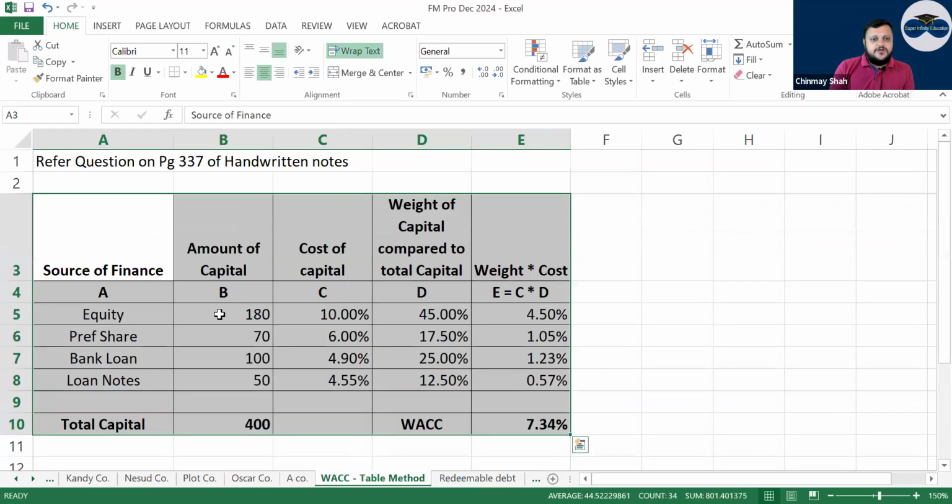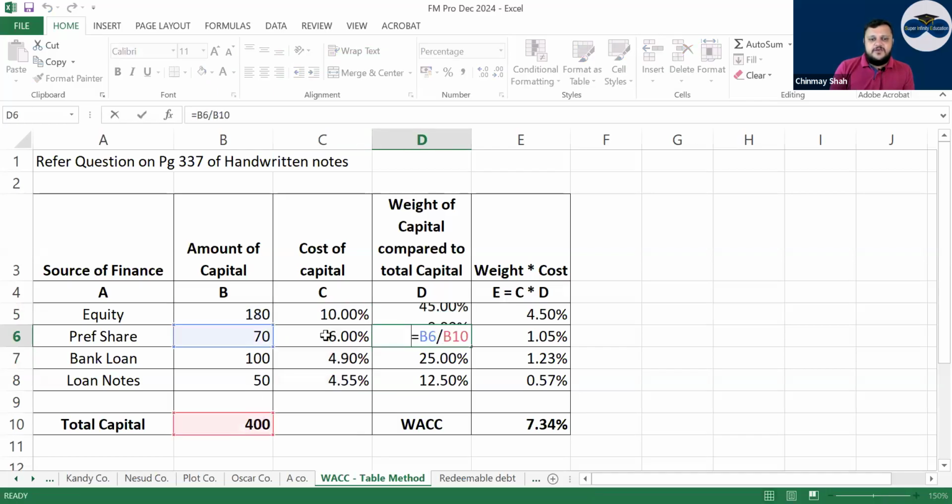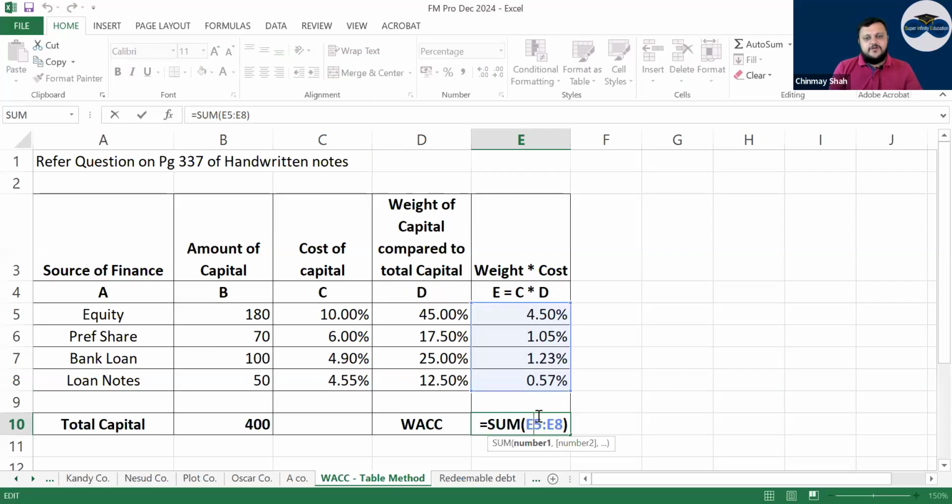Have a look. You do what? Amount of capital. Let's say this is any amount of capital that I've given. Let's take a total of this. These are the cost of capital: KE, KPS, KD loan note and KD bank loan. Correct. And then you do what? You find the weight of the capital. 180 by 400, and 70 by 400. Then you have 100 by 400 and 50 by 400. Right? This weight should always be equal to 100 because you're doing nothing but distributing the weight of this 400. Then this cost of capital into this weight will give you nothing but your individual brackets, and add all those brackets and you will get your WACC.